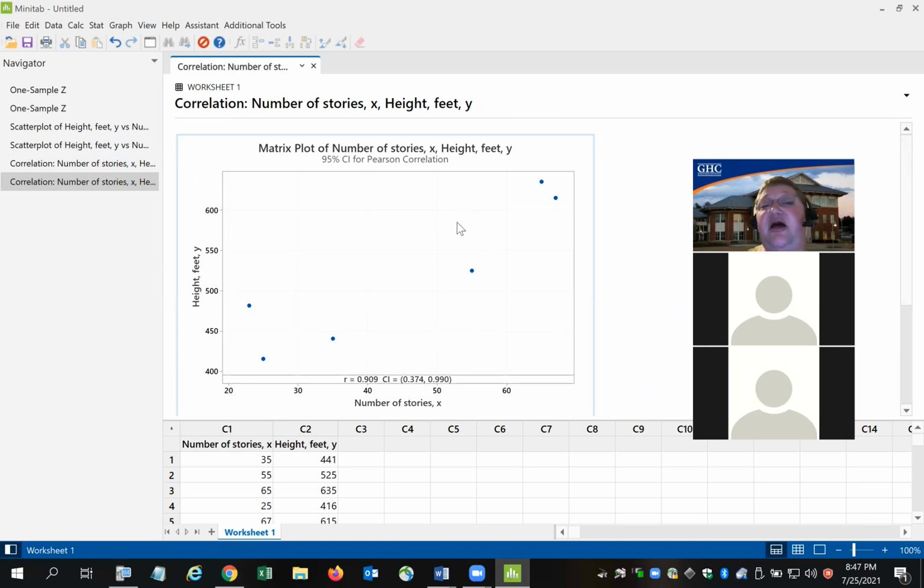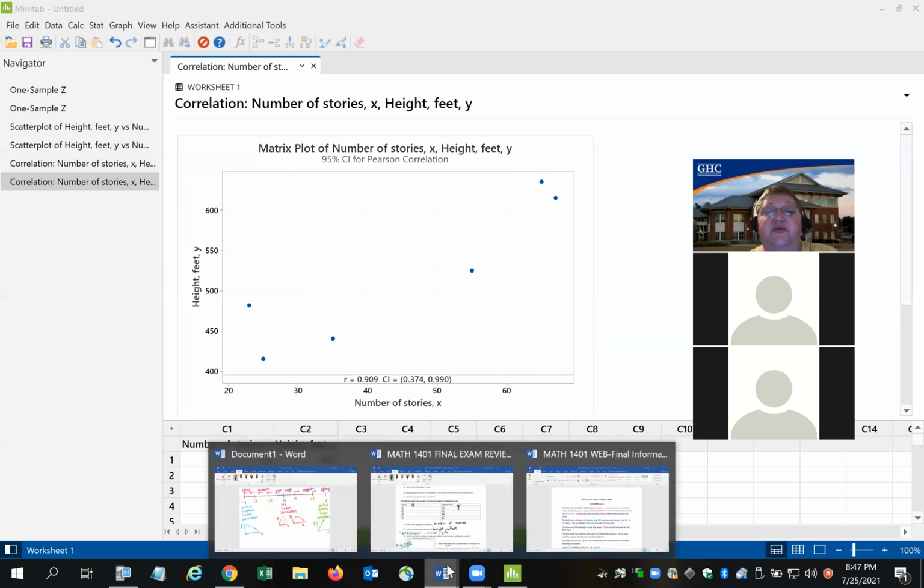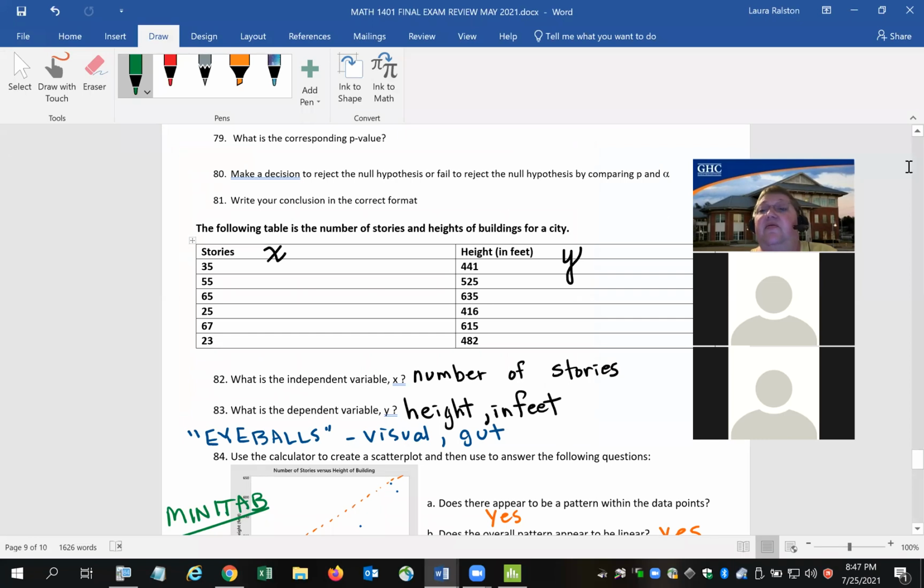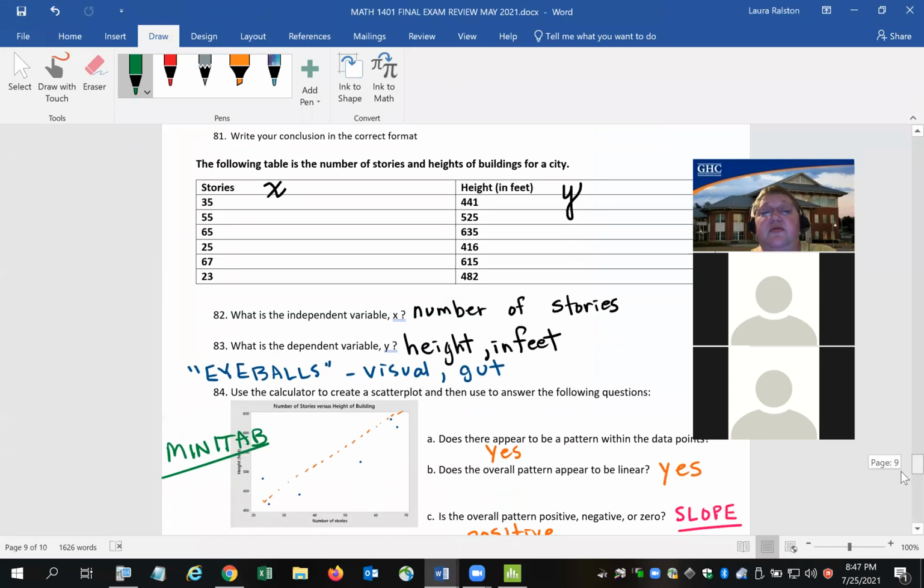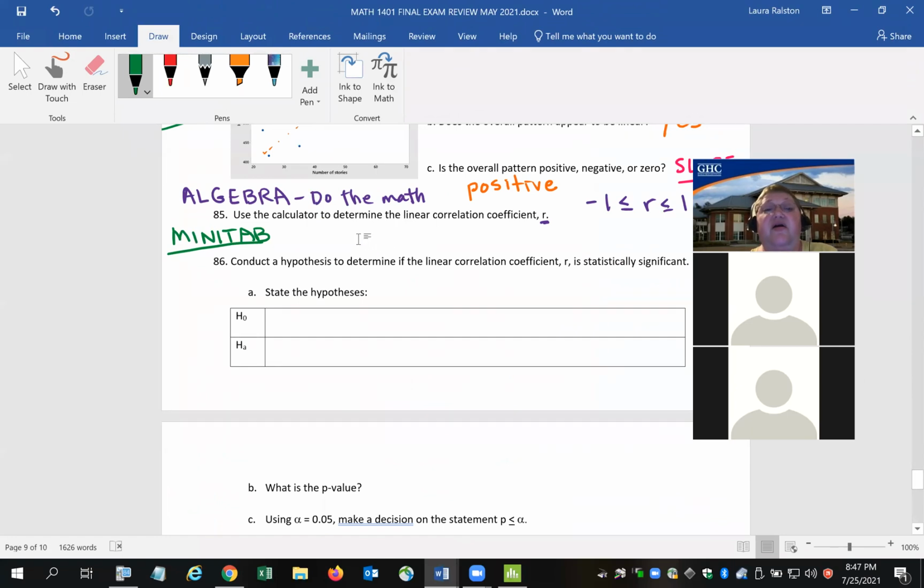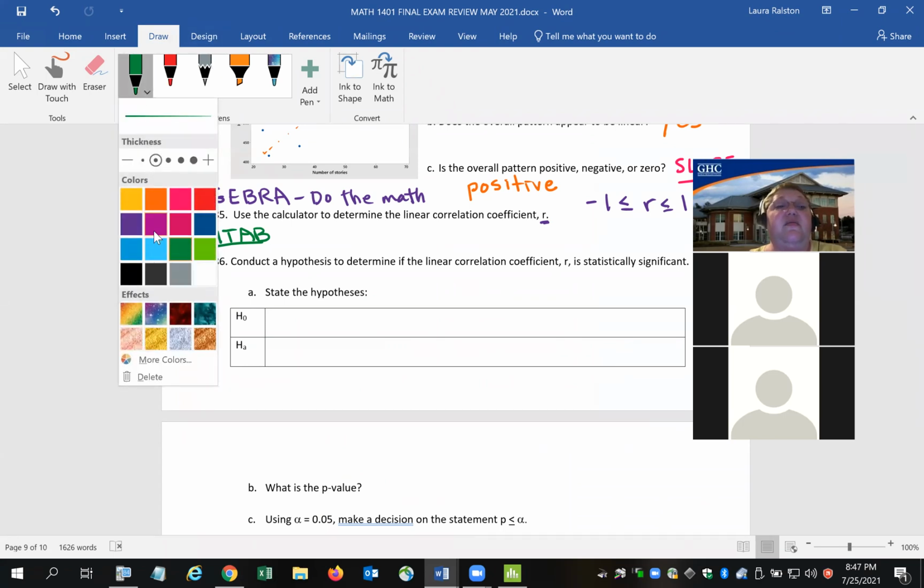Okay, so it gives you the scatter plot and the R value. The R value is directly under the scatter plot, right above the horizontal number line. Everybody see it? R equals 0.909. Okay, so I'm going back to my paper. And so I'm going to write down my R value. Okay, and again, that's like, okay, great, I've got my R value.